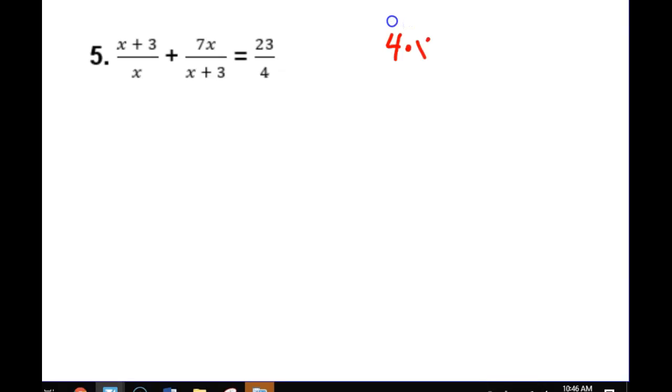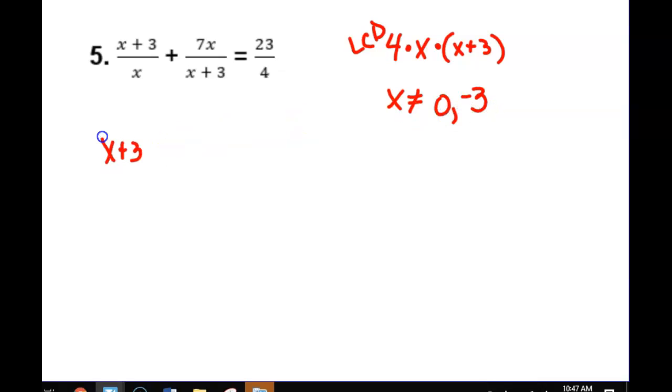4 and x plus 3, right? What are the domain restrictions? X cannot be... Is 4 a domain restriction? No. All right, x plus 3 over x plus 7x over x plus 3 equals 23 over 4.